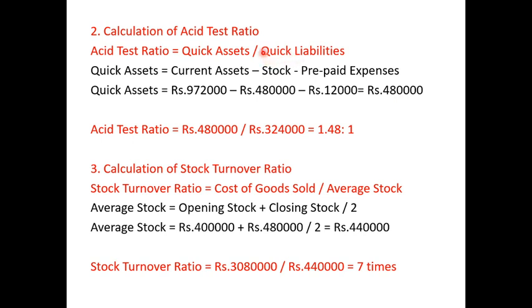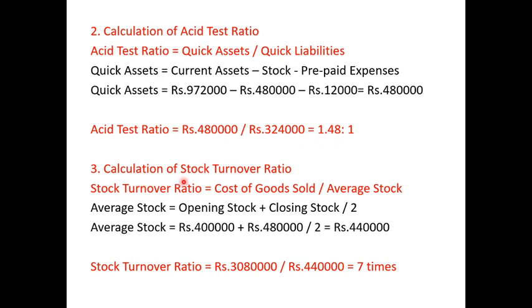Then there is no need to calculate the quick liabilities. We can treat the current liabilities as quick liabilities because in this problem bank overdraft is not given. If it is given, we can calculate the quick liabilities, that is current liabilities minus bank overdraft. Since it is not given, we can treat the current liabilities as quick liabilities. Now the acid test ratio is equal to 4,80,000 divided by 3,24,000, that is 1.48 is to 1.